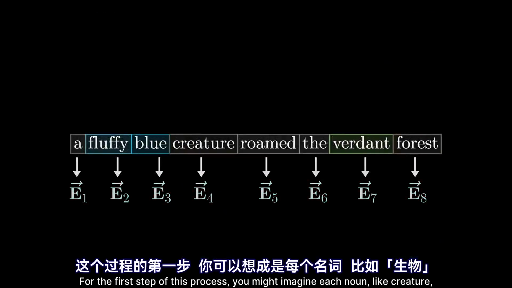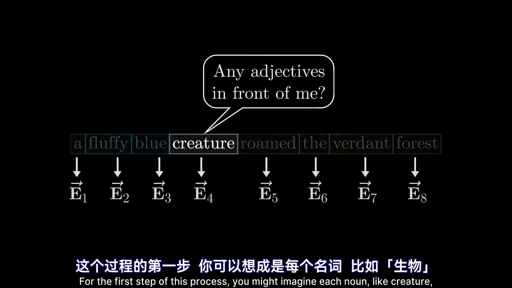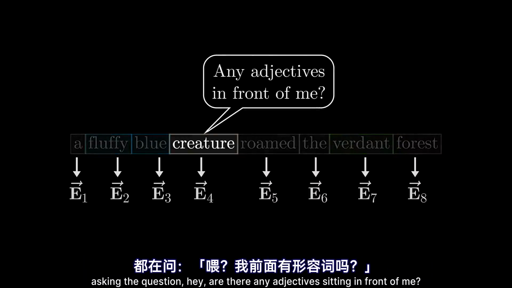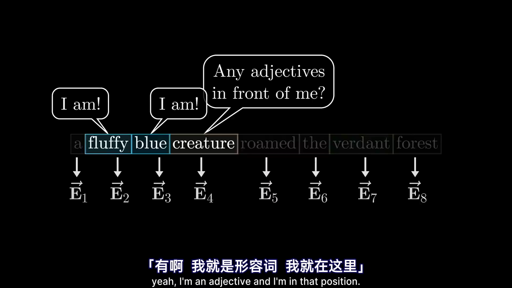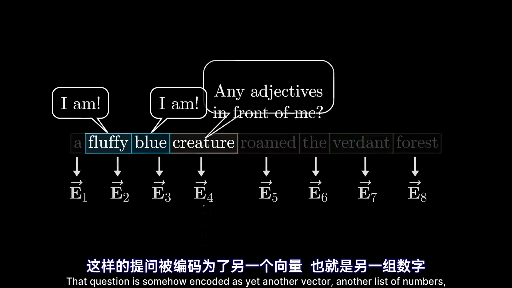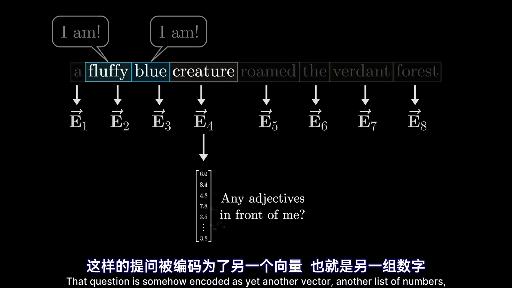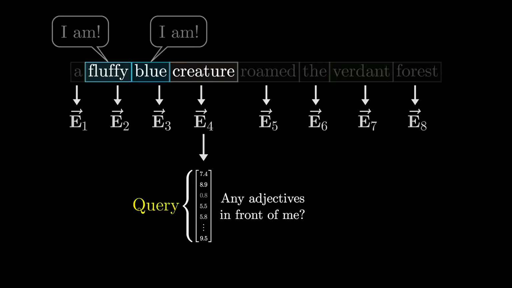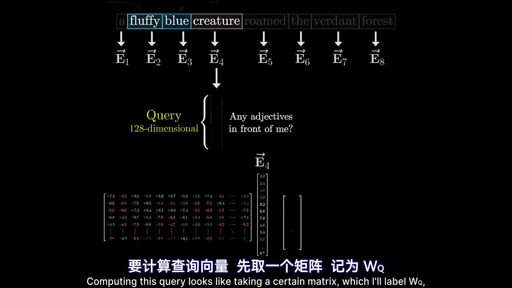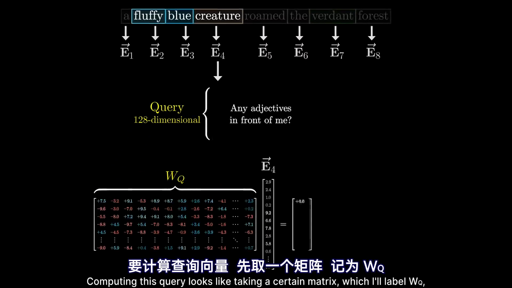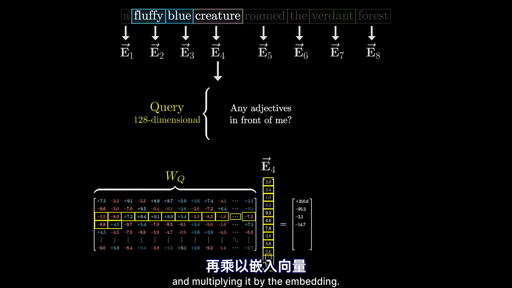For the first step of this process, you might imagine each noun, like creature, asking the question, hey, are there any adjectives sitting in front of me? And for the words fluffy and blue to each be able to answer, yeah, I'm an adjective and I'm in that position. That question is somehow encoded as yet another vector, another list of numbers, which we call the query for this word. This query vector, though, has a much smaller dimension than the embedding vector, say 128. Computing this query looks like taking a certain matrix, which I'll label WQ, and multiplying it by the embedding.